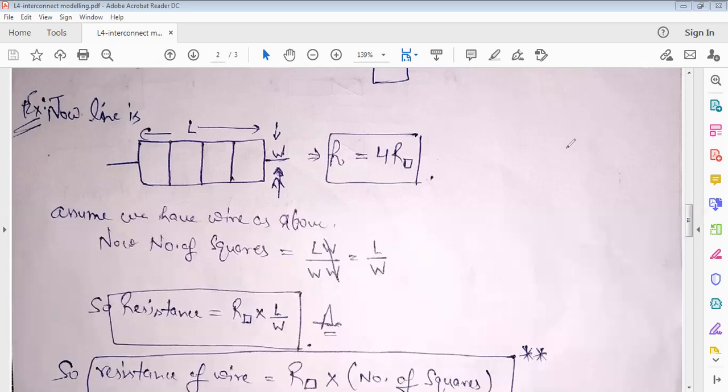Now we need to find the overall resistance of the wire. So we can use the formula that resistance of wire is equal to R square multiplied by number of squares. So R square is denoted by this. This is multiplied by number of squares, and number of squares is nothing but L upon W. So this is the resistance of the wire that we can calculate.